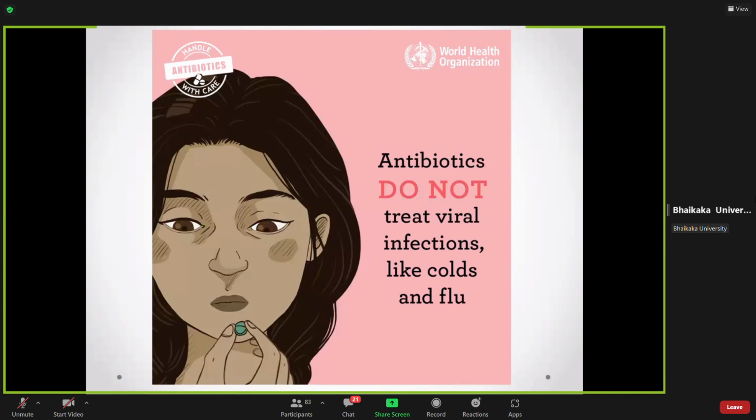And this is a very important fact. For any viral infection, antibiotics do not work. Antibiotics are basically meant to work against bacterial infections. They are either products of actinomycetes or fungus, but they are meant to act against bacteria, not viruses. So in common flu or viral infection, we should not administer antibiotics.